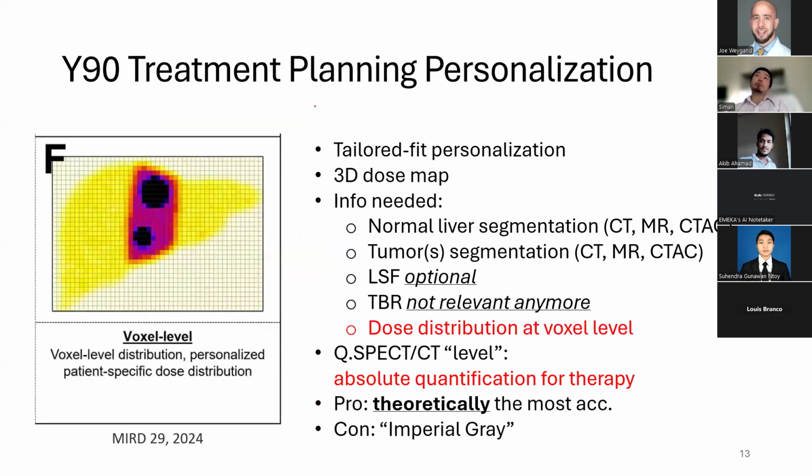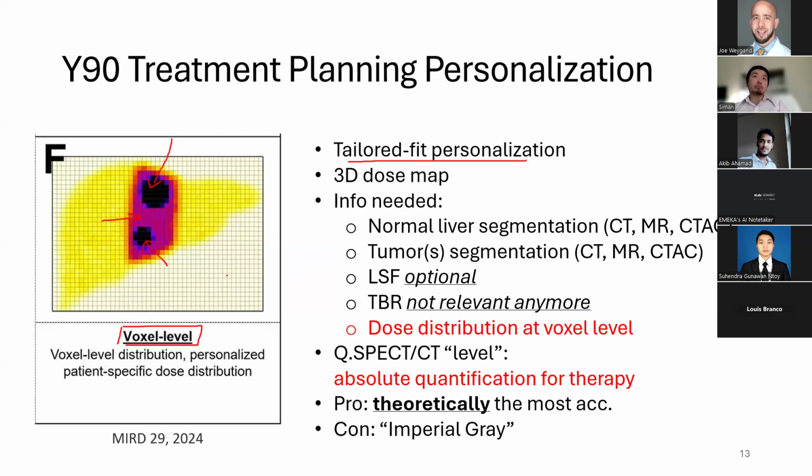And the last model is the holy grail of personalization. This is called voxel dosimetry, or voxel-level dosimetry, or sometimes 3D dosimetry, or personalized patient-specific dosimetry. In this case, we do not make any assumptions, and this is a true tailor-fit personalization. We do not assume that the distribution in the perfused liver is uniform. We do not assume that the tumor has a certain tumor-to-background ratio.